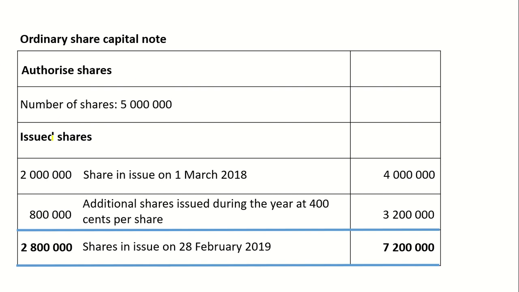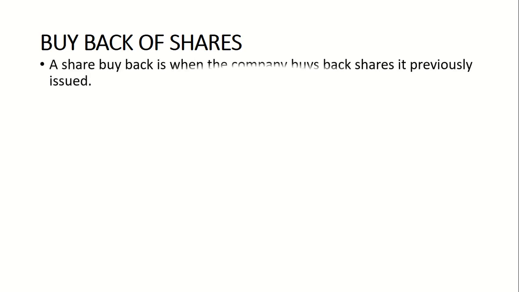So at the end of the year, you're going to take this 2 million and add it with 800,000. It means we have issued 2,800,000 shares. Please note that they don't exceed authorized, and we're going to have 4 million share capital. You're going to add it with 3,200,000. Our share capital will now be 7,200,000. Now let's do the buyback of shares.